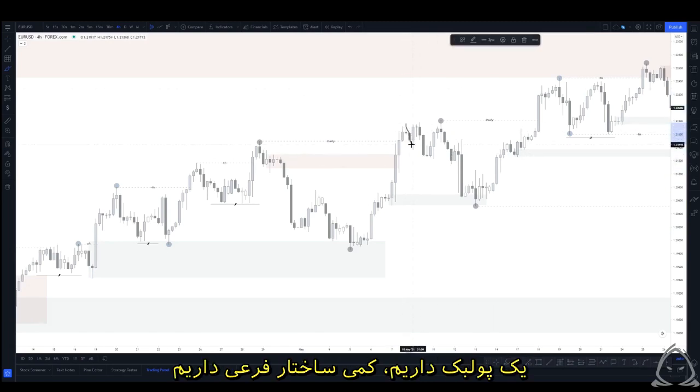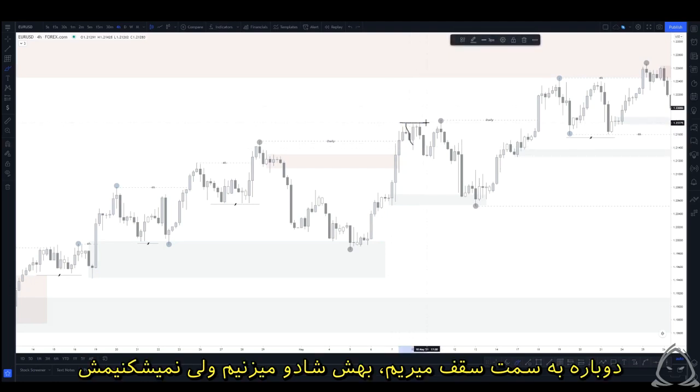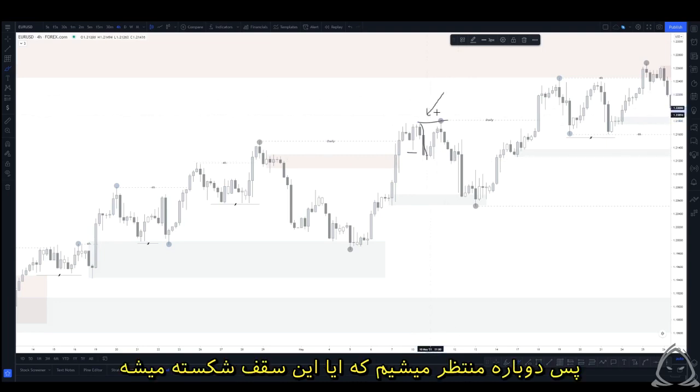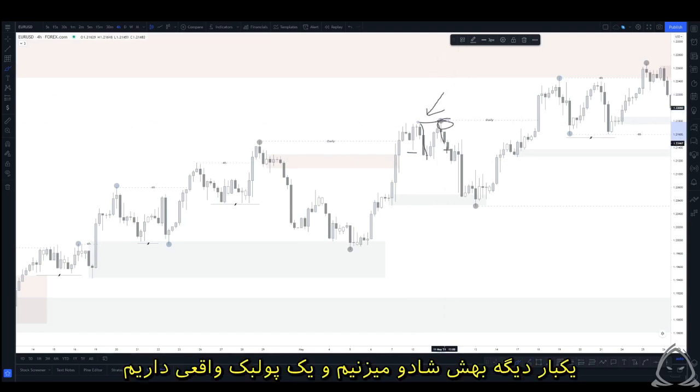What ends up happening, we get a pullback, creating some substructure. We take another run at the highs, we wick it, but we don't actually break it. We pull back down again. We break that low. We've created a new high. So again, we're just waiting to see if this high gets broken. We wick it once again, and then we start to get a more substantiated pullback.